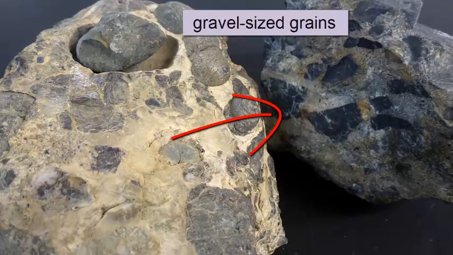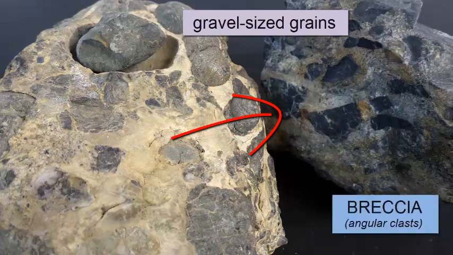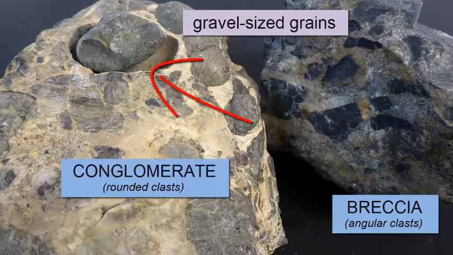We call a rock made of angular gravel-sized rock and/or mineral clasts a breccia. One made of rounded gravel-sized rock and/or mineral clasts is called conglomerate. Note that both of these rocks usually have clasts of all grain sizes, displaying very poor sorting, but gravel-sized clasts dominate.